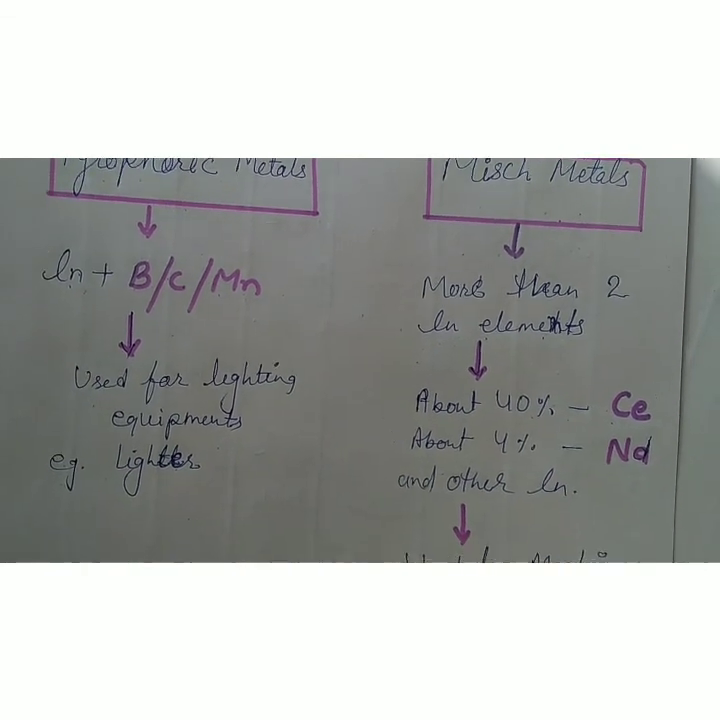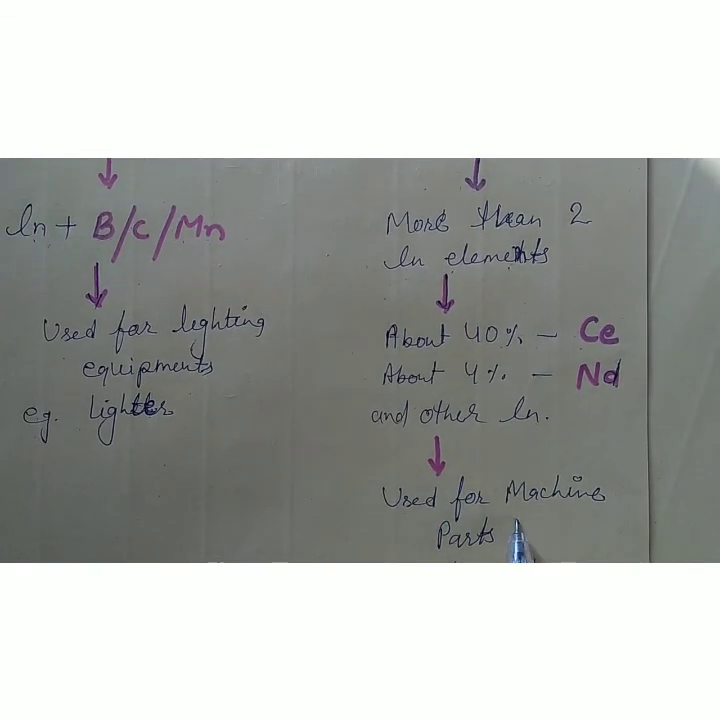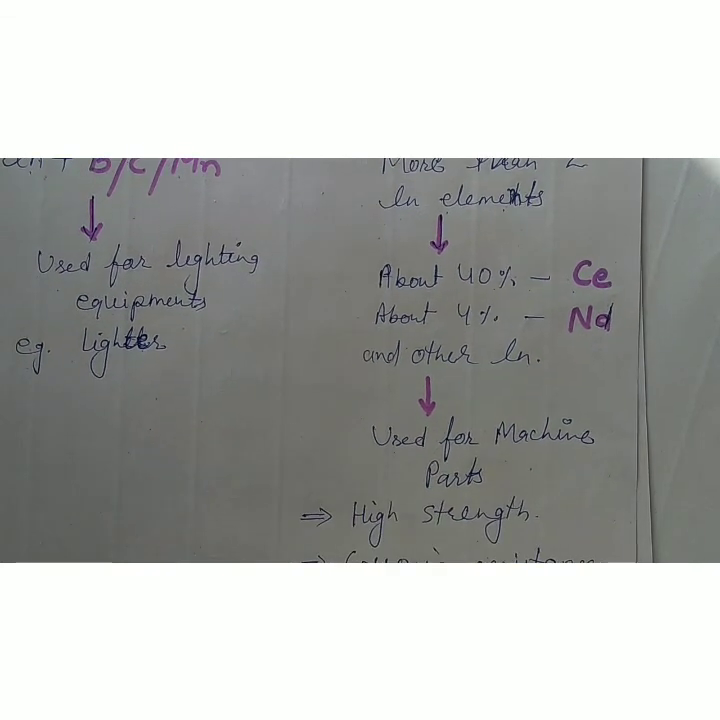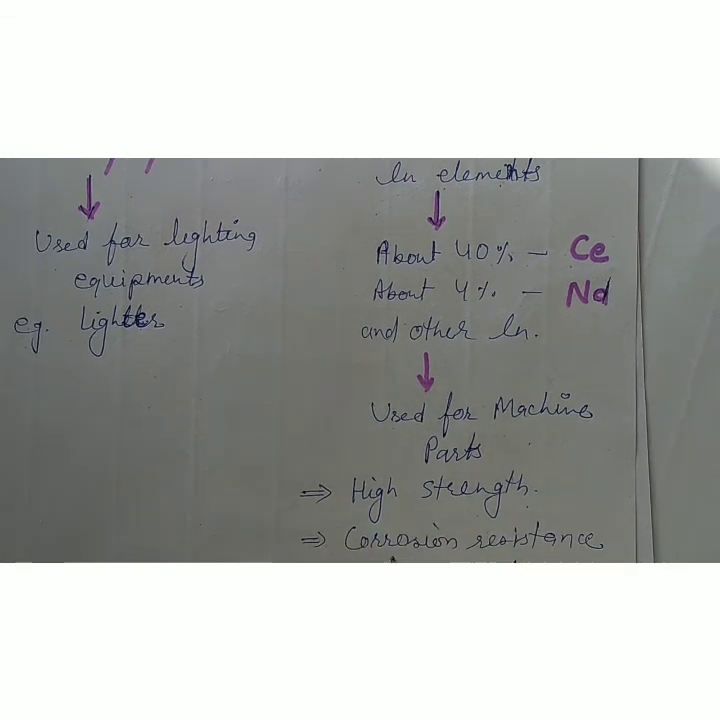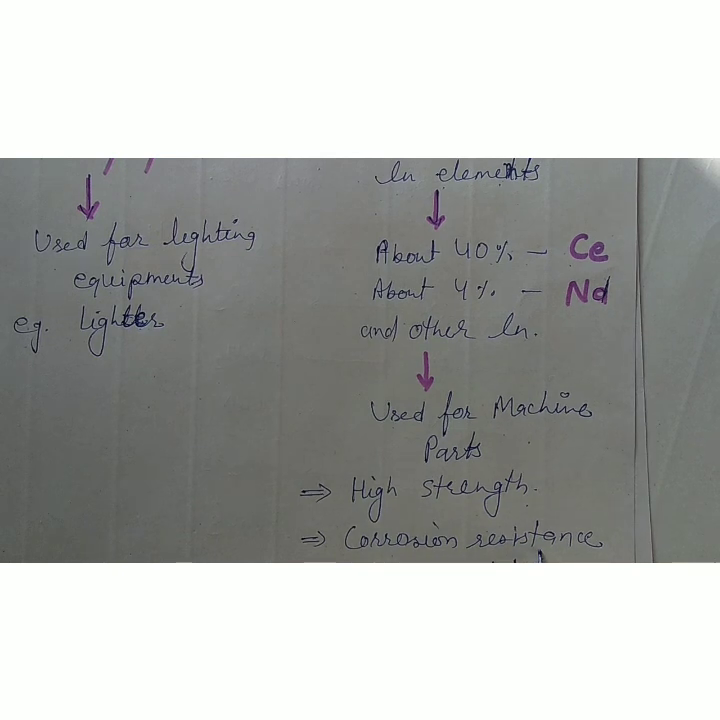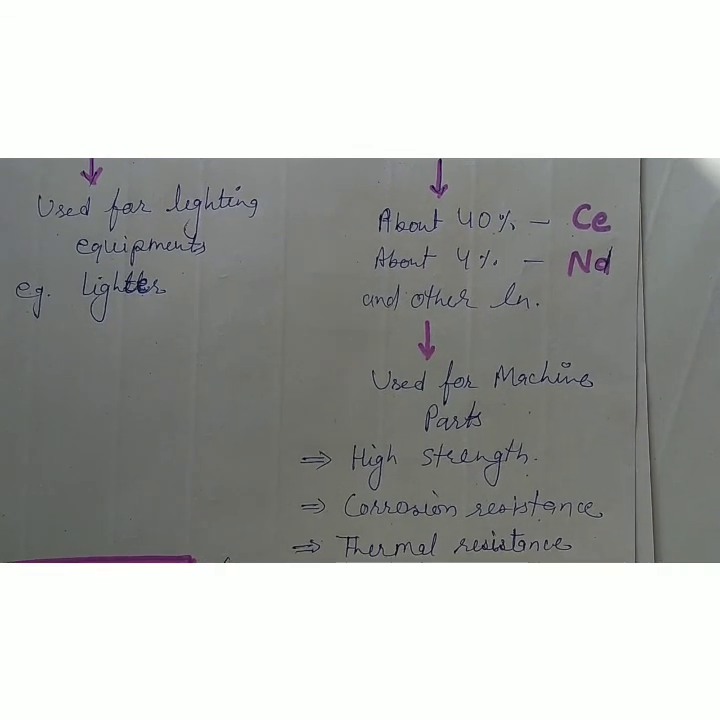Misch metals are used for machine parts. Why? Because they have very high strength, very tough metals. Corrosion resistance: corrosion does not take place on the surface of misch metals. Thermal resistance: there is no effect of very high temperature because their melting points become very high.